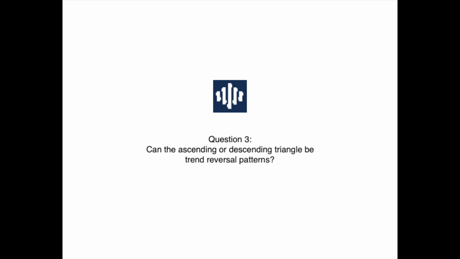Can the ascending or descending triangle be trend reversal patterns? A descending triangle can be a top reversal, yes. But I would like to see a descending triangle when it is completing, also breaking down the 200-day moving average. Sometimes you see a descending triangle at the top of a trend, but it actually turns into a downward channel and doesn't materialize into a significant downtrend. So it is best to see a descending triangle at the top, also breaking down the 200-day moving average.